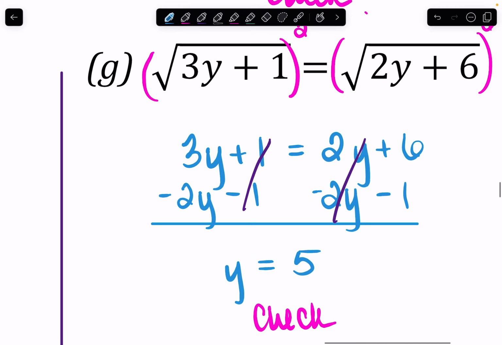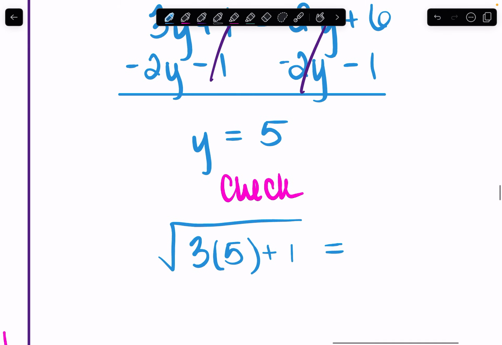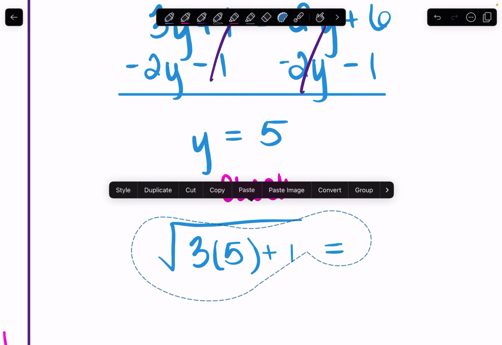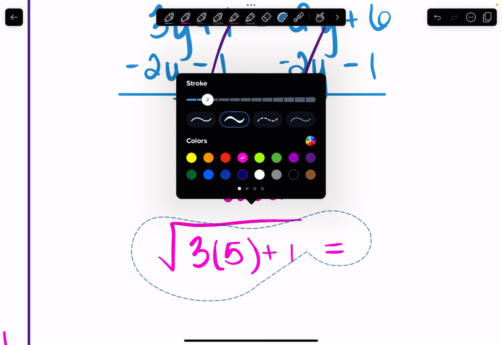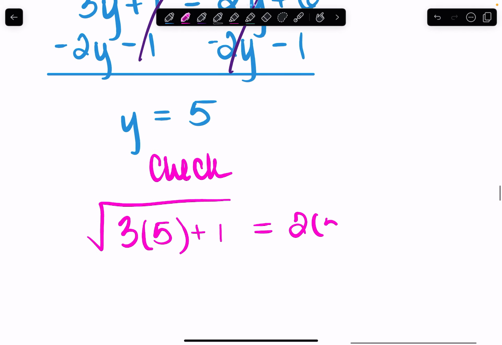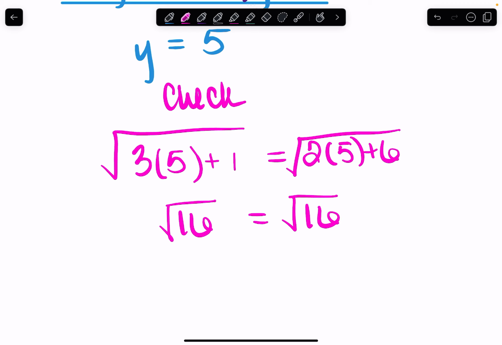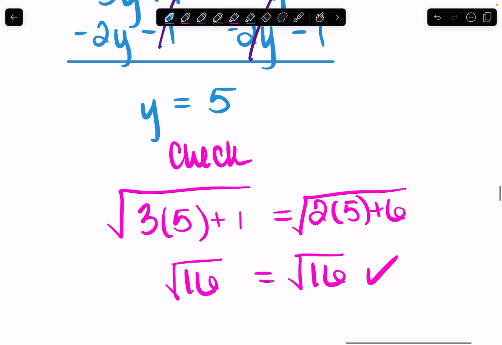Again, square root equation. All right, so it was 3y plus 1, so 3 times 5 plus 1 equals, oh, I should be doing this in pink because I'm checking. Try to keep it consistent. Other side was 2y plus 6, so 2 times 5 plus 6. All right, 15 plus 1, 16. 2 times 5, 10 plus 6, 16. Well, we can go one more step, but clearly the square root of 16 is going to equal the square root of 16. So our solution is valid.